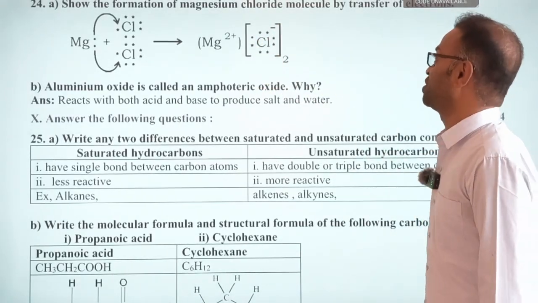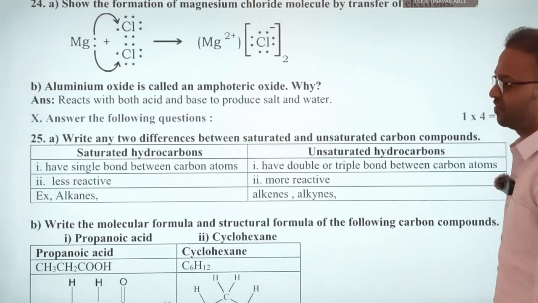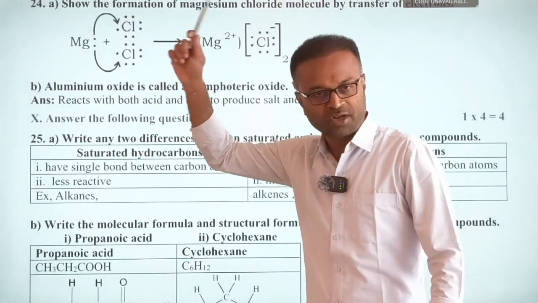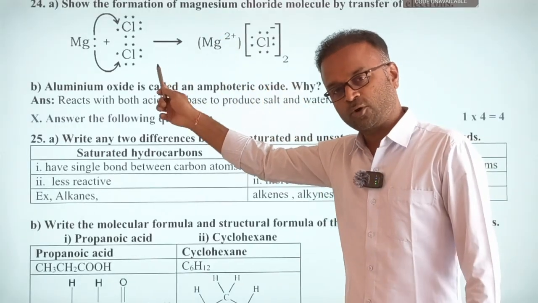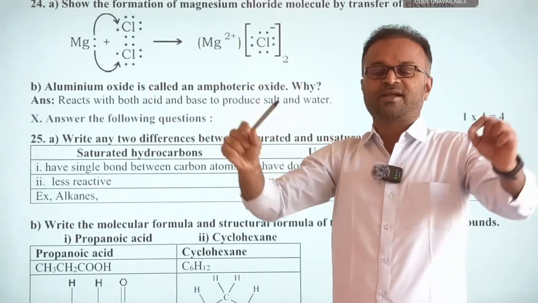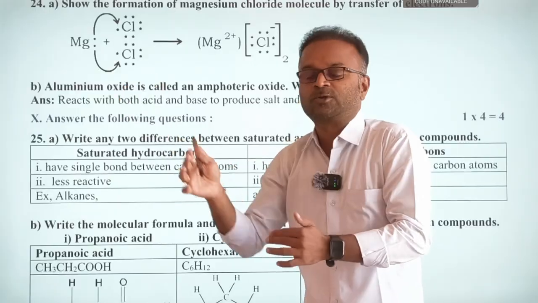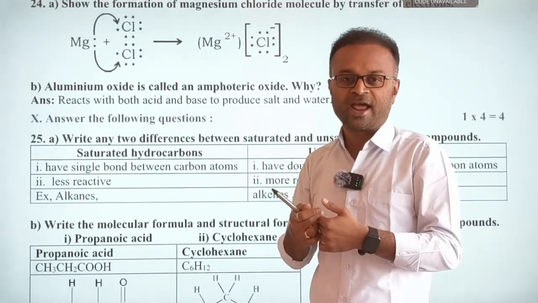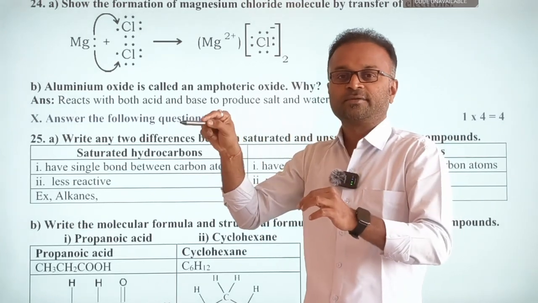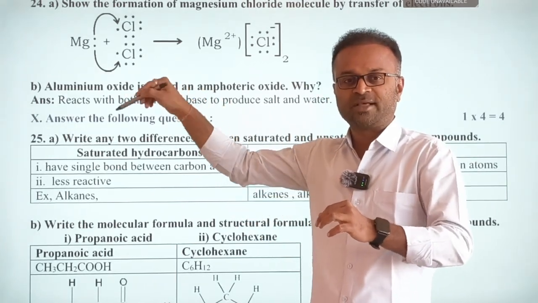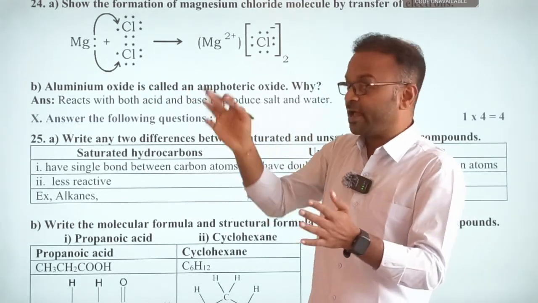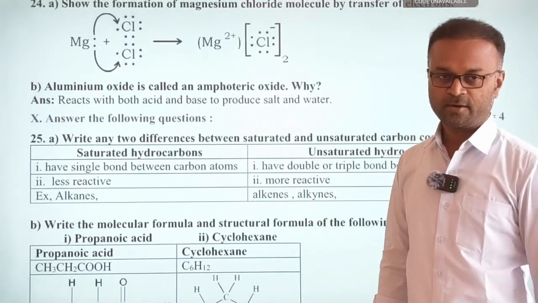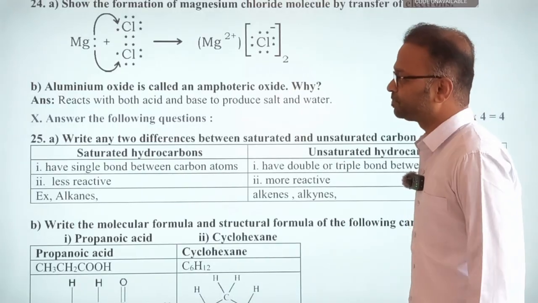While writing the dot structure for the formation of magnesium chloride by transfer of electrons, make sure you first write the atomic number of magnesium, then the atomic number of chlorine. Then write the sentence: magnesium will donate 2 electrons to form the magnesium cation. Chlorine will get 2 electrons to form the chlorine anion. Write that equation, Mg, arrow, Mg2+ plus 2 electrons. Then at last you write the dot structure. Do not write it directly, it's not the right way of expressing this equation.